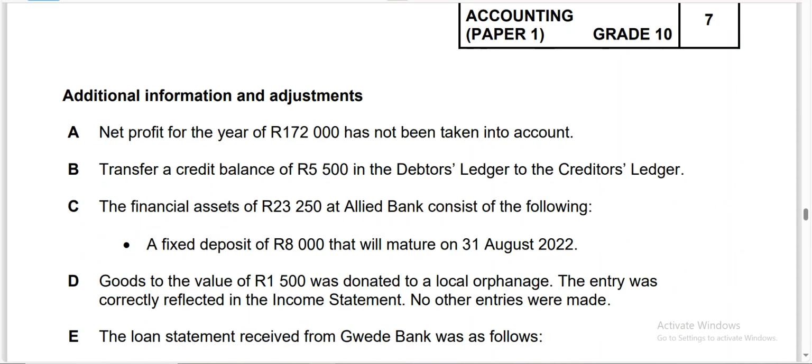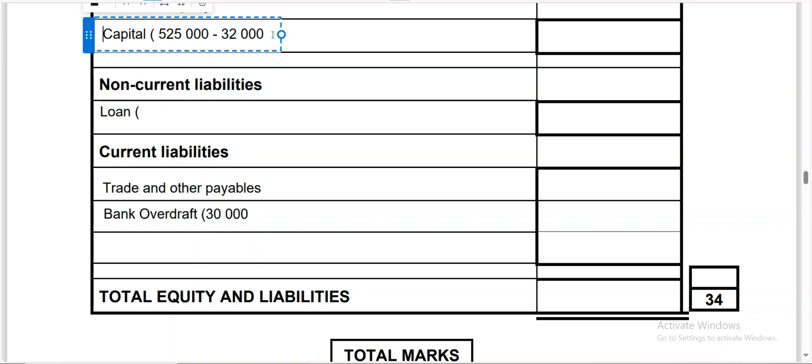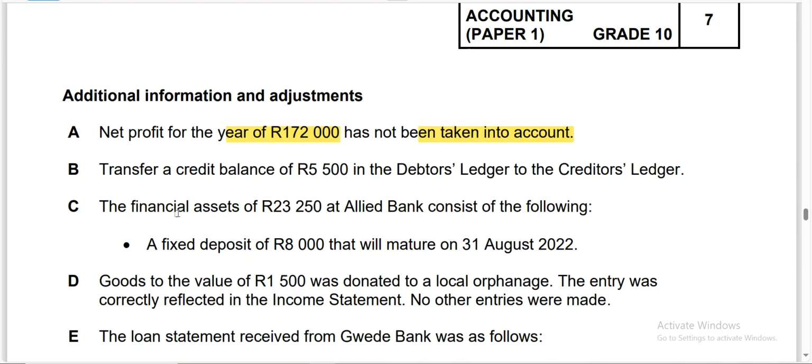Adjustment number one, A, says that the net profit for the year has not been taken into account. So meaning that this is what you're going to use in your capital note. So remember, net profit for the year is added to my capital note. So I'm going to say plus 172,000 here under my capital note. Then I'm done with adjustment number A.